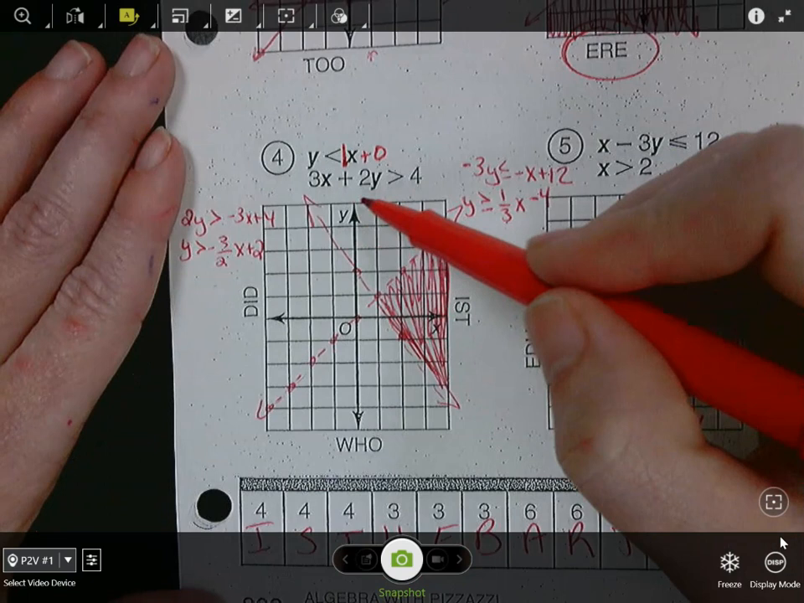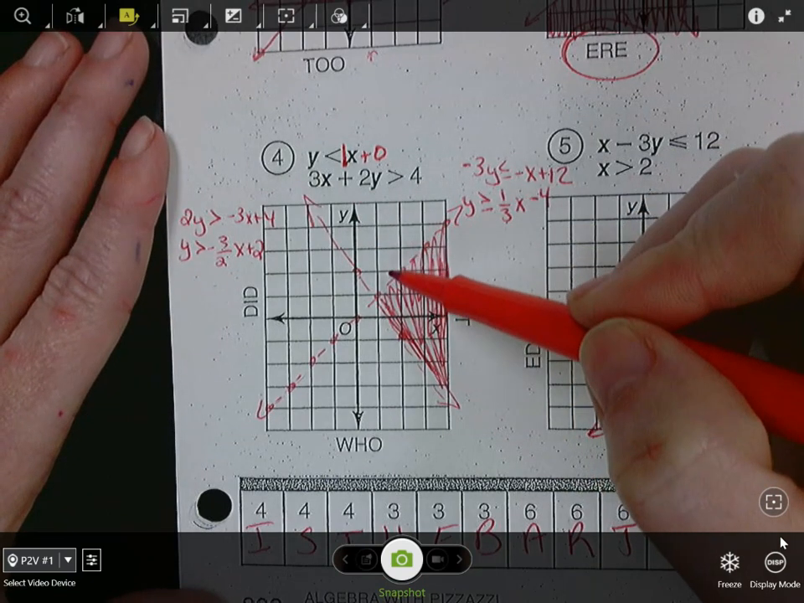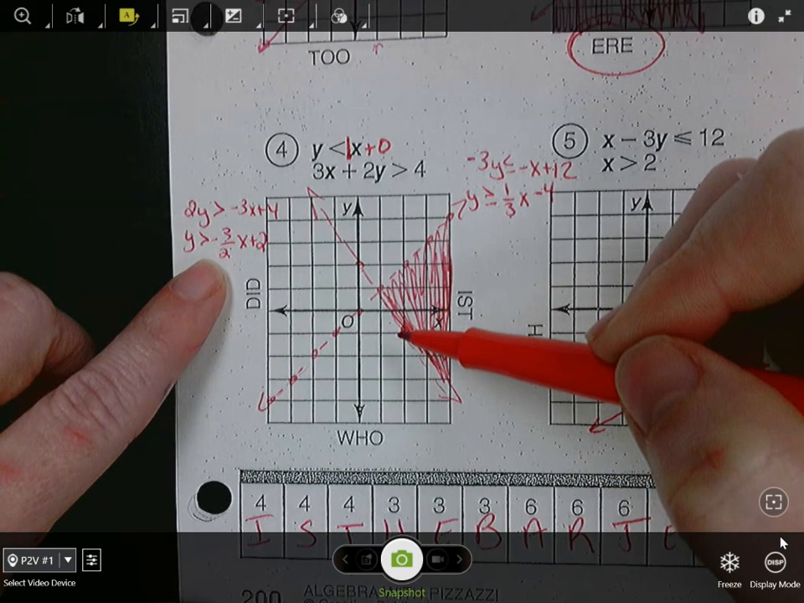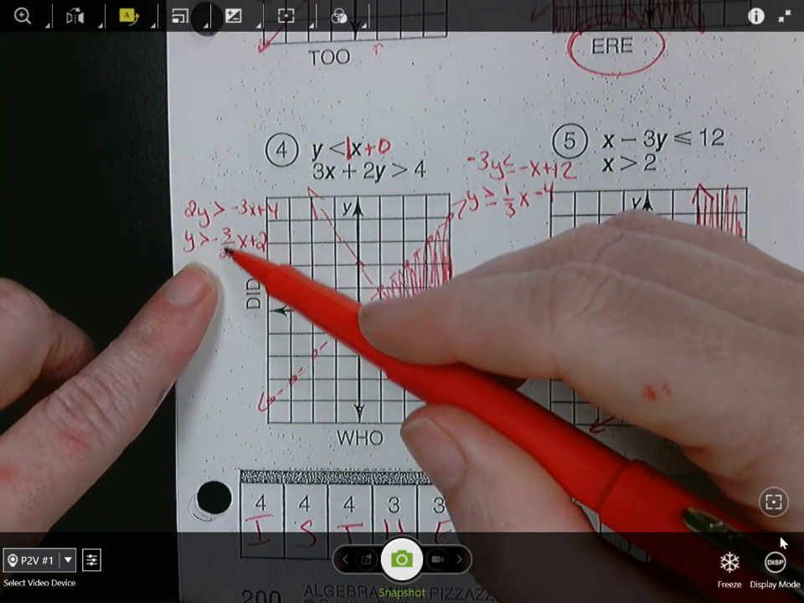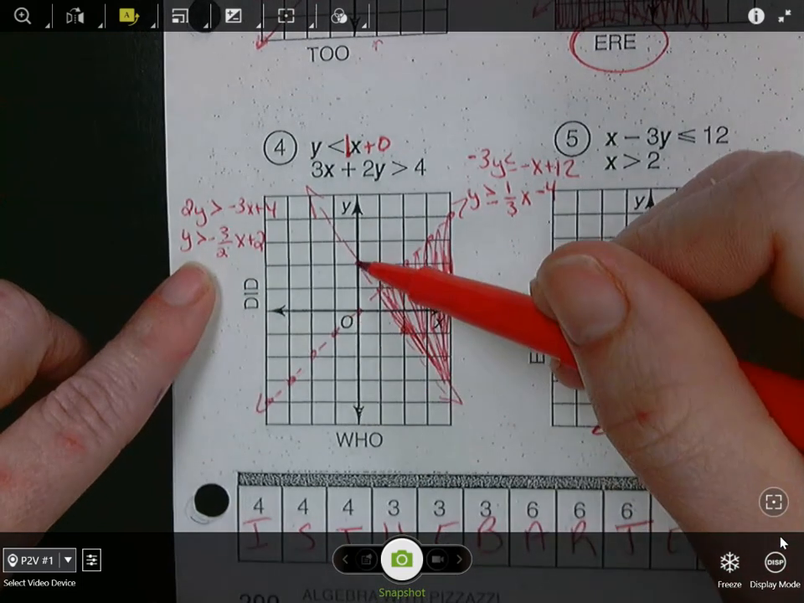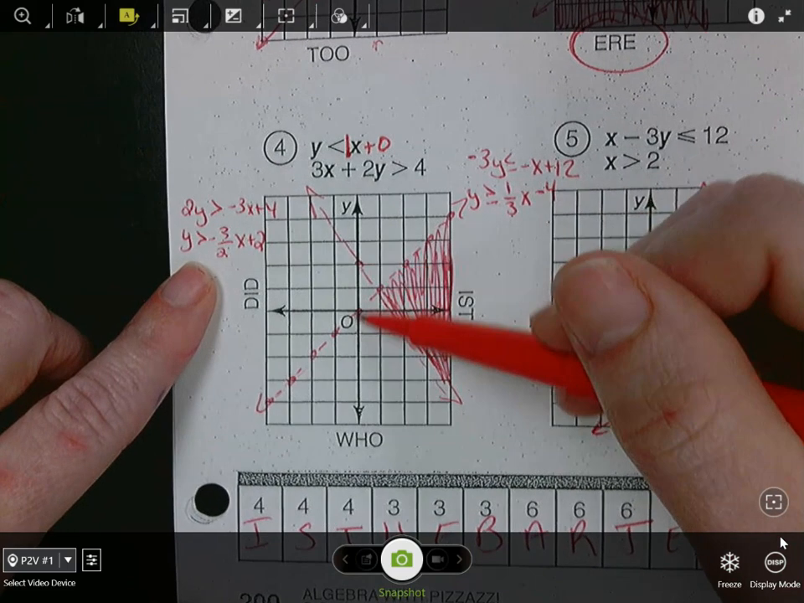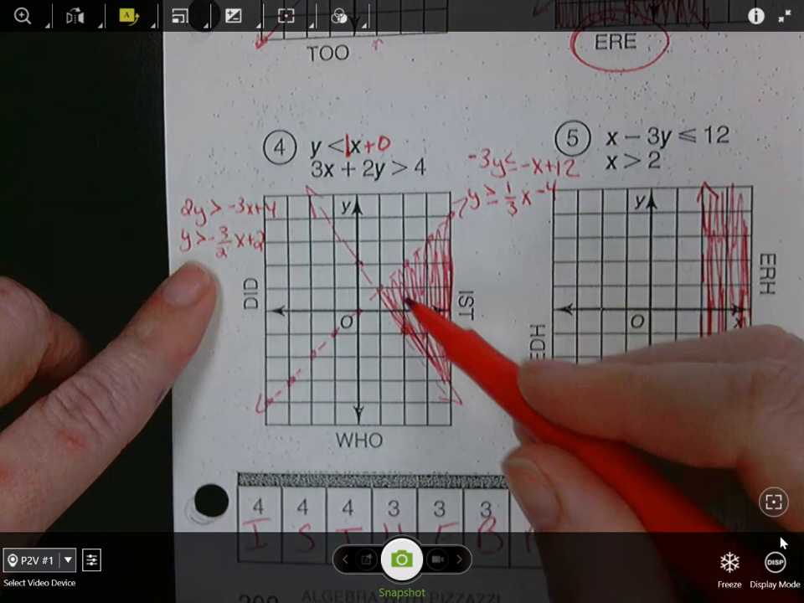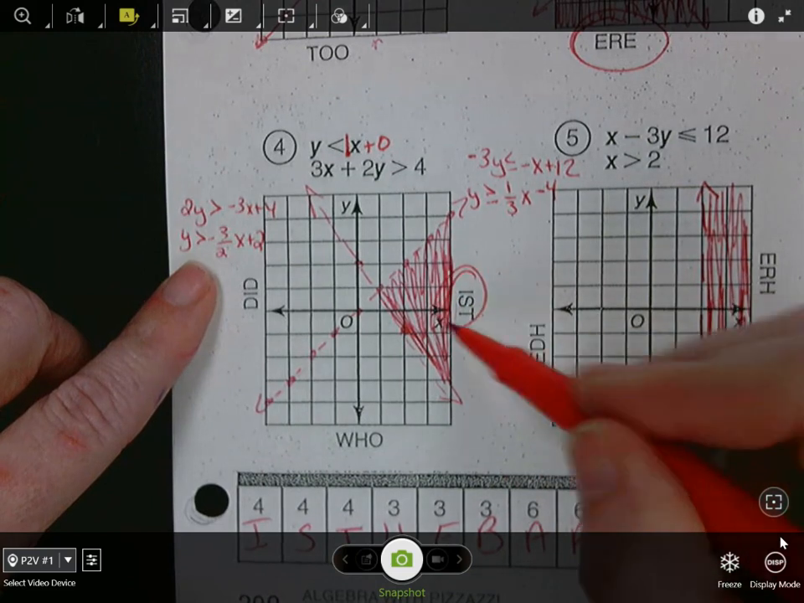This one here, 3x plus 2y is greater than 1. You had to put it in slope-intercept form, and you get y is greater than -3 over 2x plus 2, so it crosses at 2. And then you go down 3 over 2, and that's dashed, and you would shade above it. And so the part where they overlap is this area.